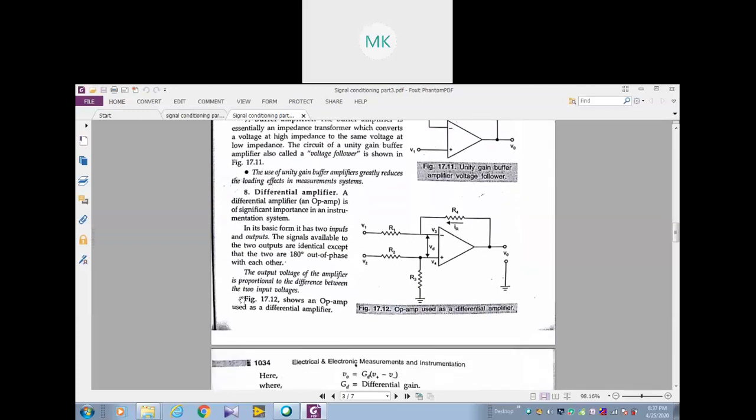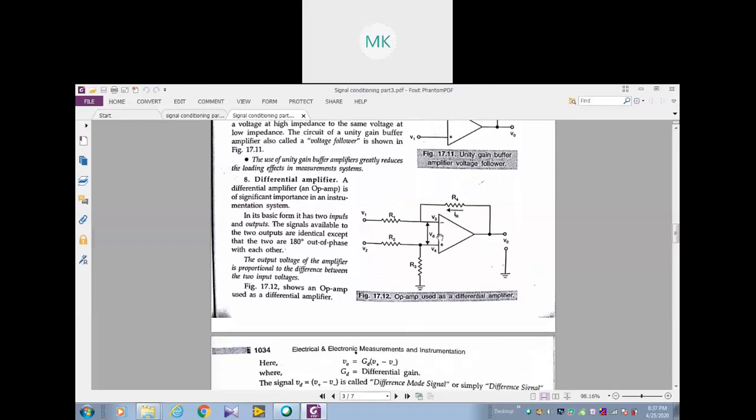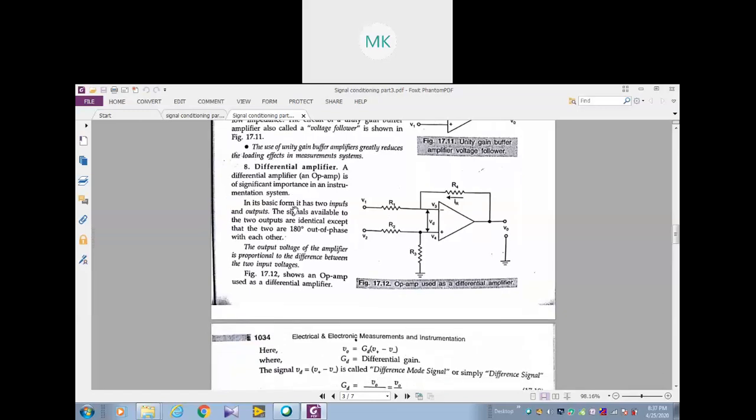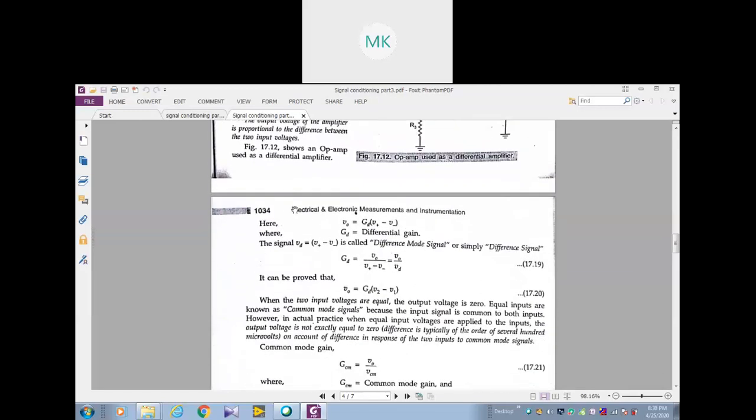Next, differential amplifier. In a differential amplifier, two inputs are there. At the output we get the difference of the two inputs, amplified by the gain. The output voltage of the amplifier is proportional to the difference between the two input voltages. So here, output equals differential gain times (V+ minus V-).